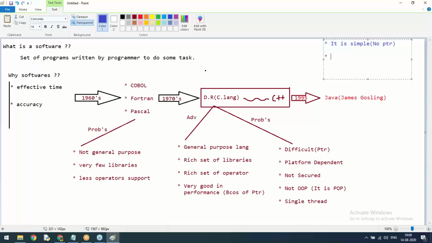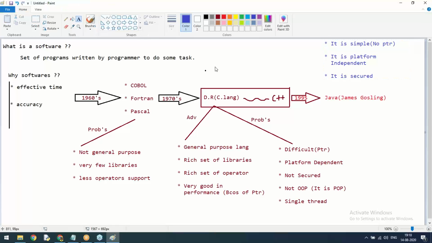And the second thing is, it is platform independent. Platform dependent is your C++, sir. Correct, no? But my Java is what, sir? Platform independent. Then it is secured. Then it is multi-threading. It is an object-oriented programming language. It is a robust programming language. All these are some beautiful advantages of what, sir? Java. All these are nothing but advantages of Java.